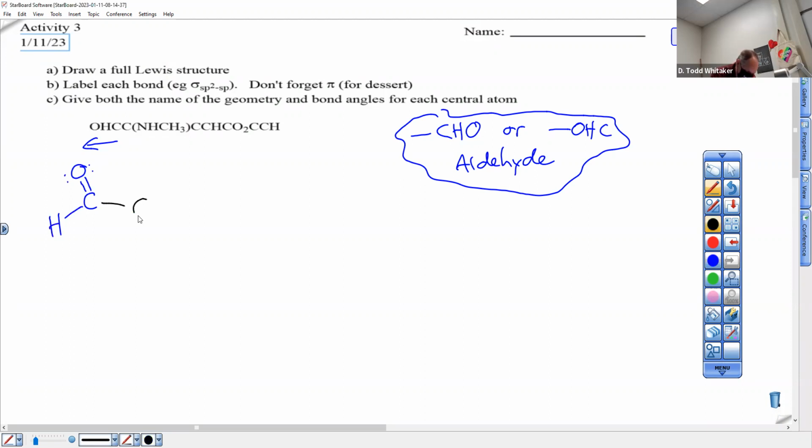And then we have a C. What's on this C? N. Parentheses means it's not in the middle of the chain. It's sticking off of the chain from the previous atom. That would be the C right here. And we got a nitrogen with an H and a C.